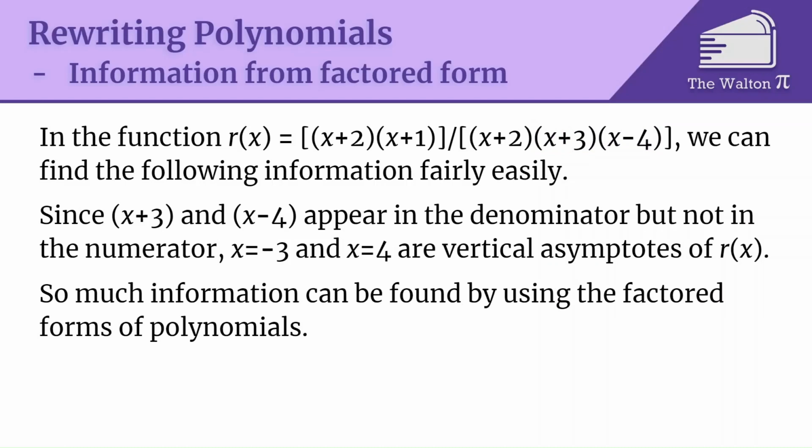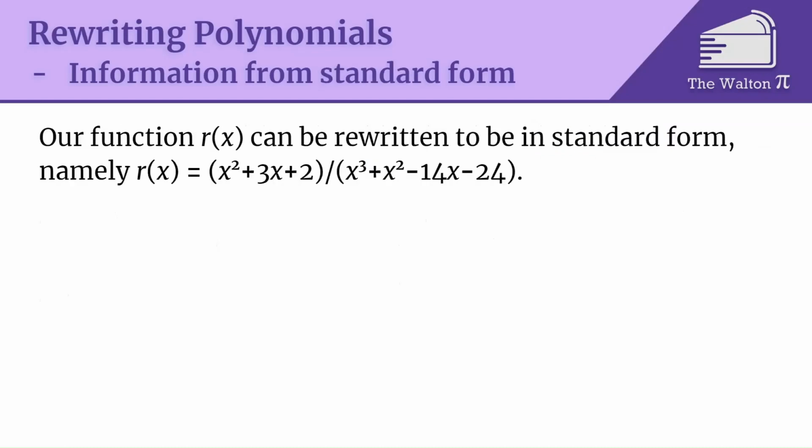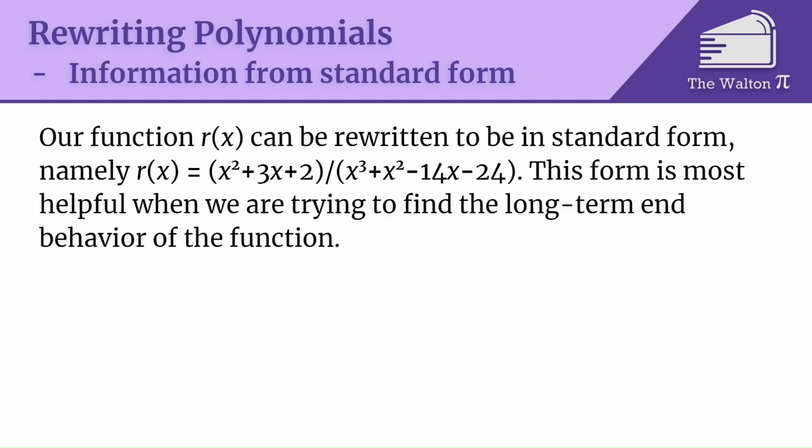A lot of information can be found by using the factored forms of polynomials. So we're going to want to figure out how to do that in the future. Now, our function r of x can be rewritten in standard form, namely where r of x is equal to x squared plus 3x plus 2 divided by x cubed plus x squared minus 14x minus 24. This form is most helpful when we're trying to figure out the long-term end behavior of the function.